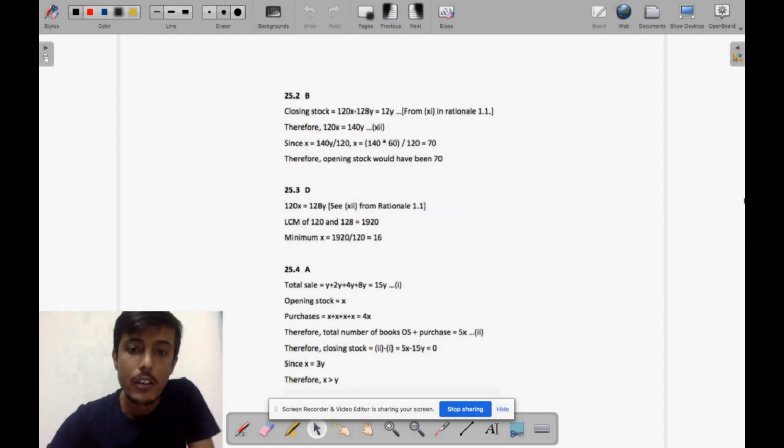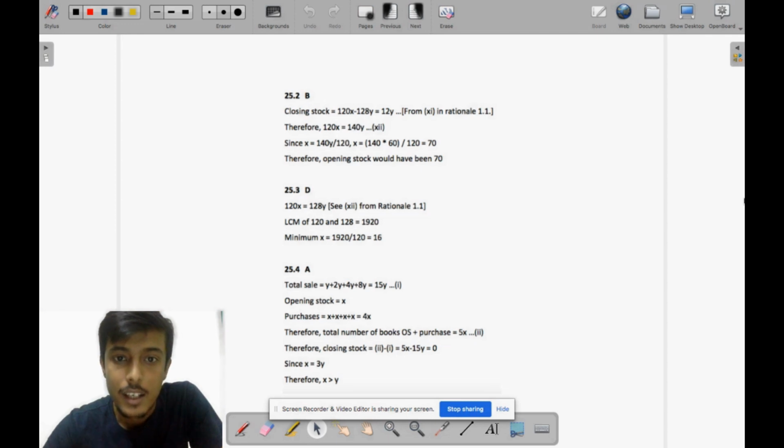Moving on to the second question. Now, the second question tells us, what if the remainder is not 0, but it is equal to 12y. So as you can see from the rationale we derived in the first question, 120x minus 128y is equal to 0. Instead of 0, we replace it with 12y. So now that becomes, as you can see in equation number 12, 120x is equal to 140y.